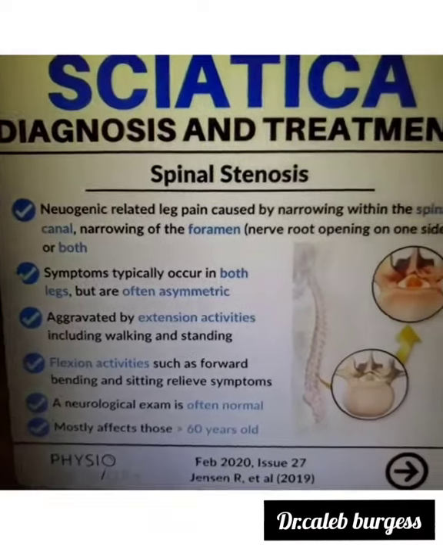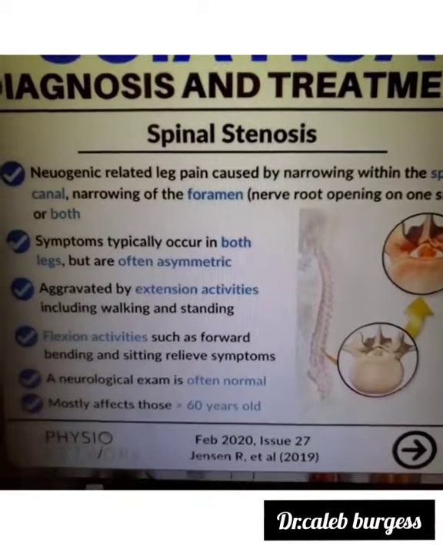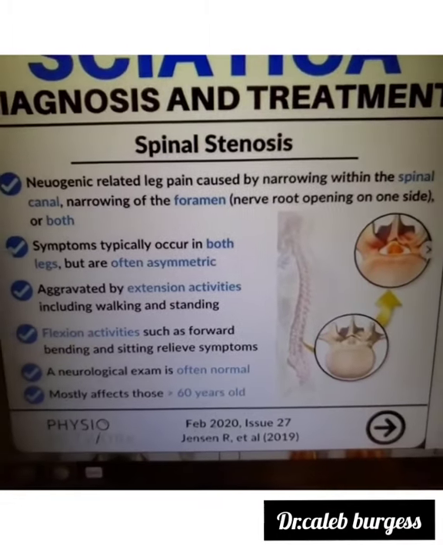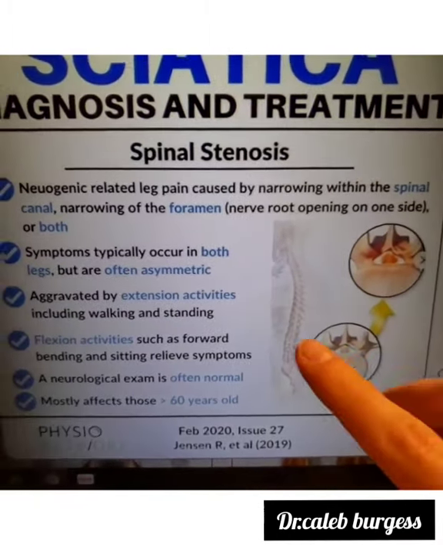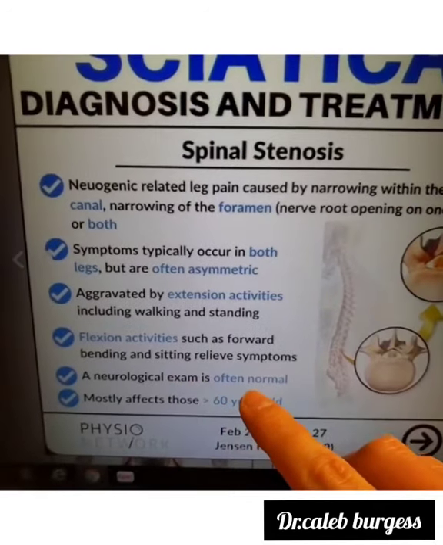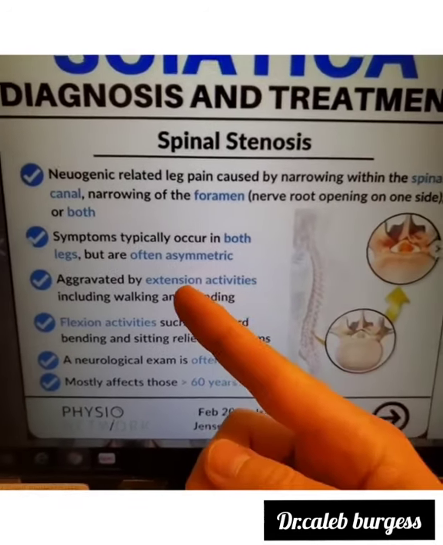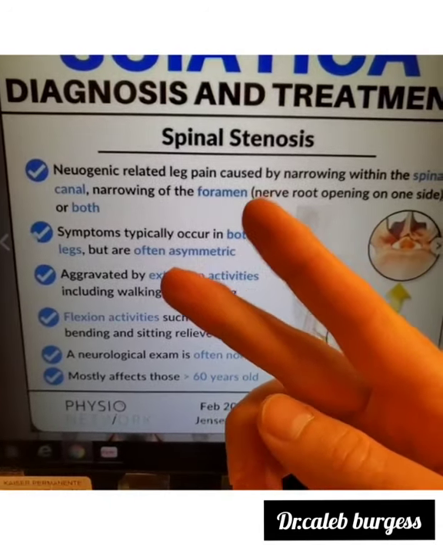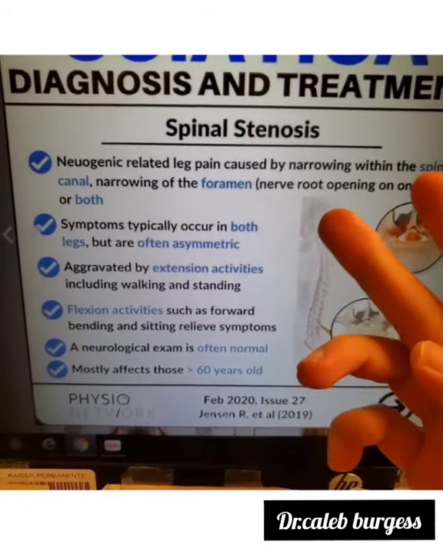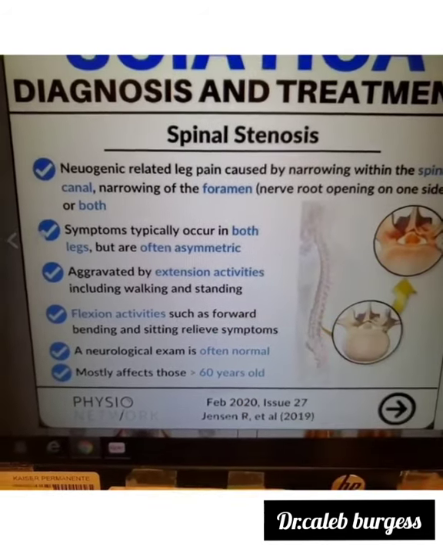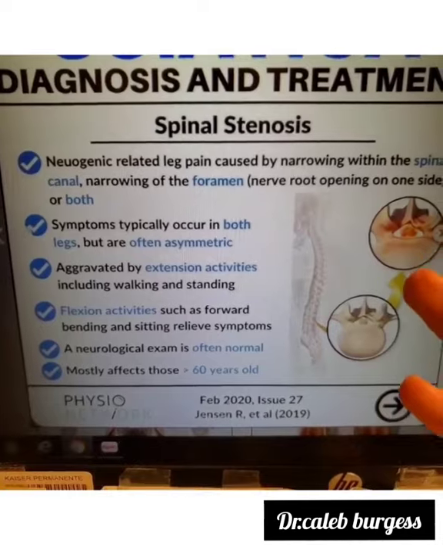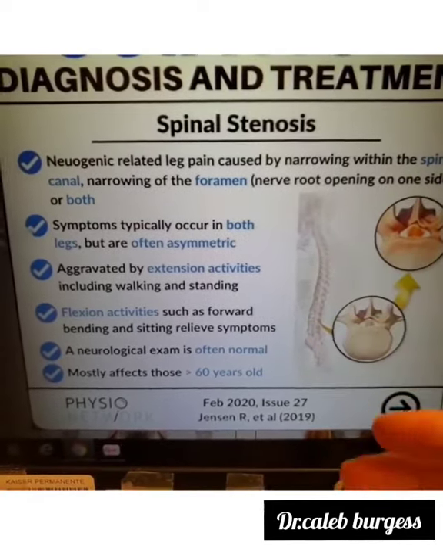Another thing that's pretty interesting about this is that many times people that have symptomatic spinal stenosis, their neurological exam is normal, so they won't have the sensory loss or the motor weakness like we talked about when we were talking about radiculopathy. Their reflexes are normal, but they have symptoms going down their legs.